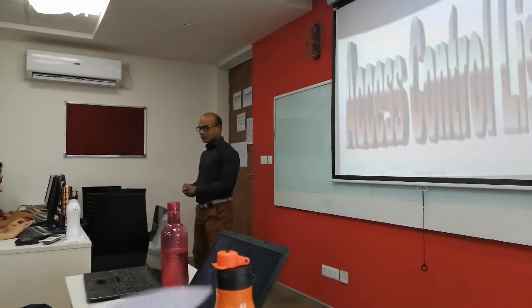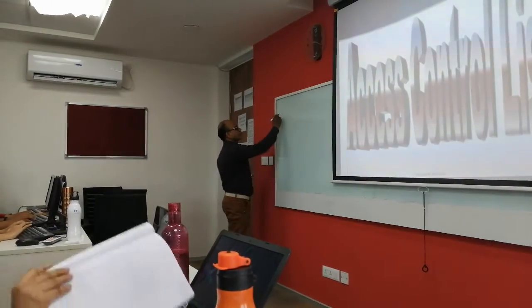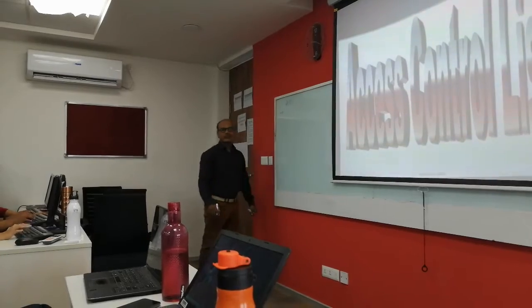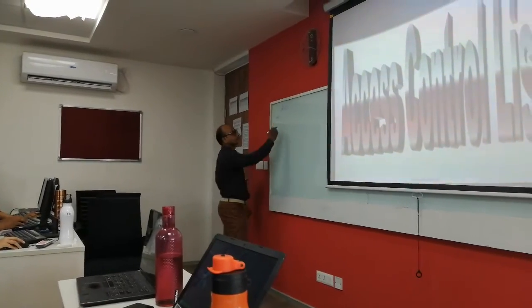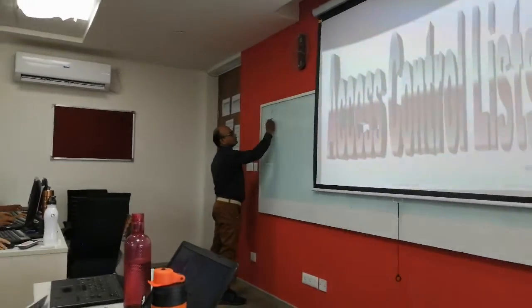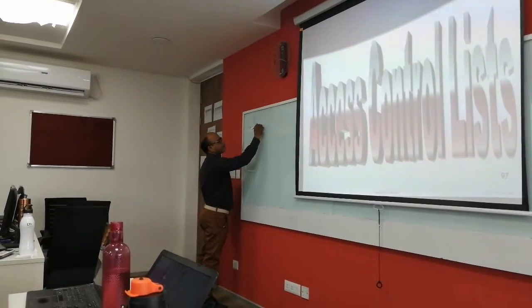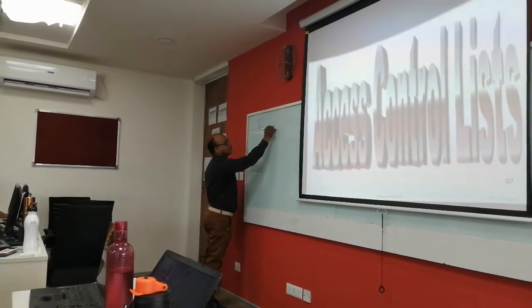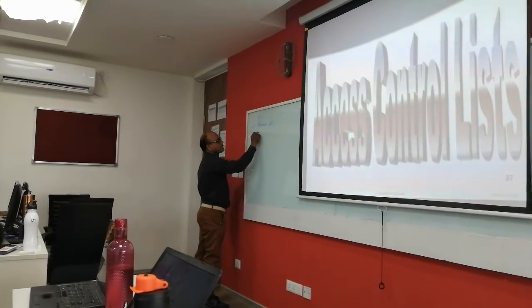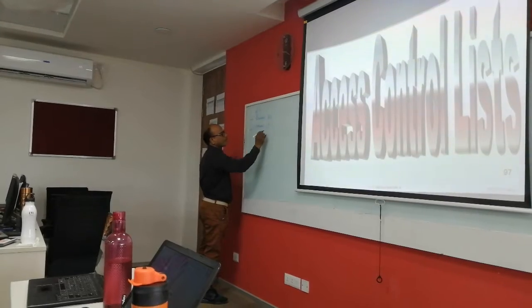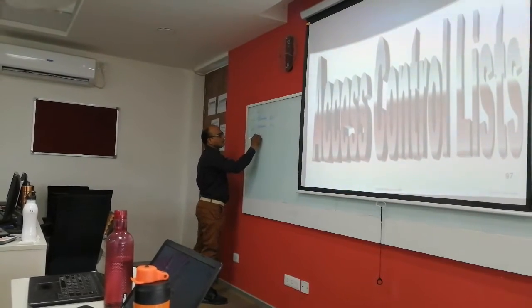Fine, guys. Today we will discuss access lists, ACL in short form. It is an access control list. There are three types of access list that we are going to discuss today: standard ACL, extended ACL, and named ACL.